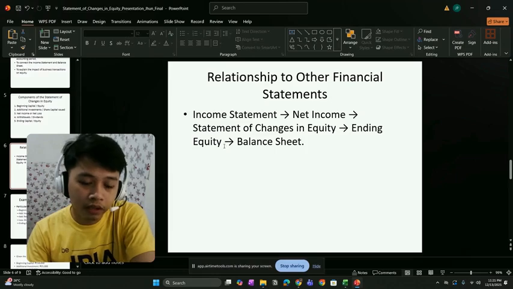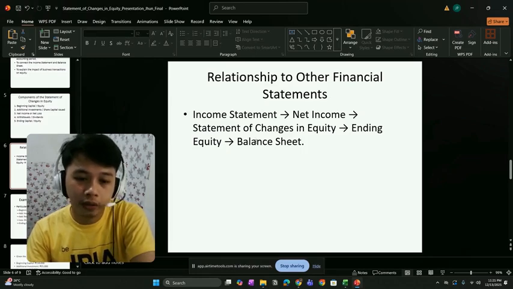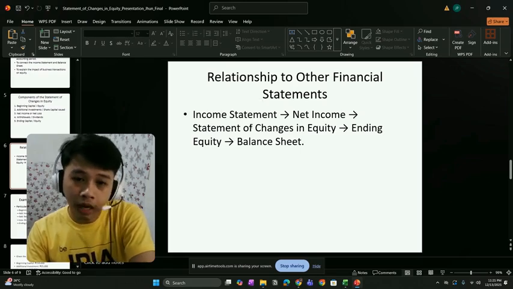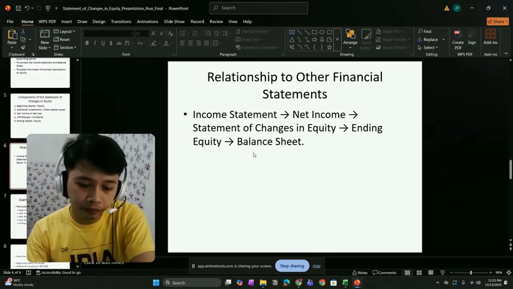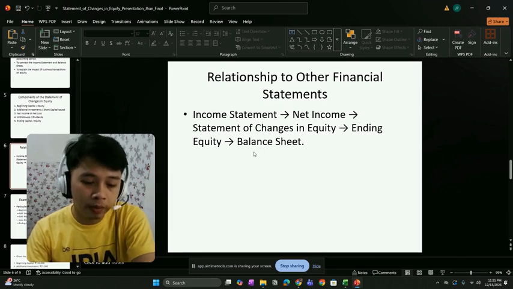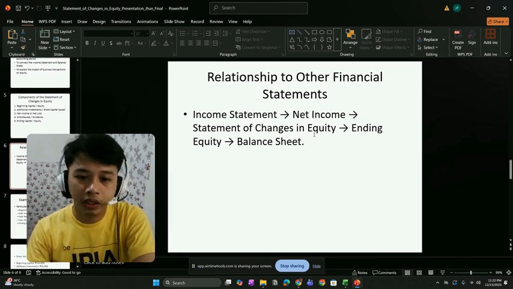So finally, itong ending equity na galing sa SOCE is ito na yung inilalagay natin sa balance sheet under the equity section. So tandaan natin class, income statement muna yung mauuna bago SOCE and then the balance sheet. So ibig sabihin, yung SOCE ang bridge or connection na nagpapaliwanag kung bakit nagbago ang equity from beginning to end of the period. Okay?